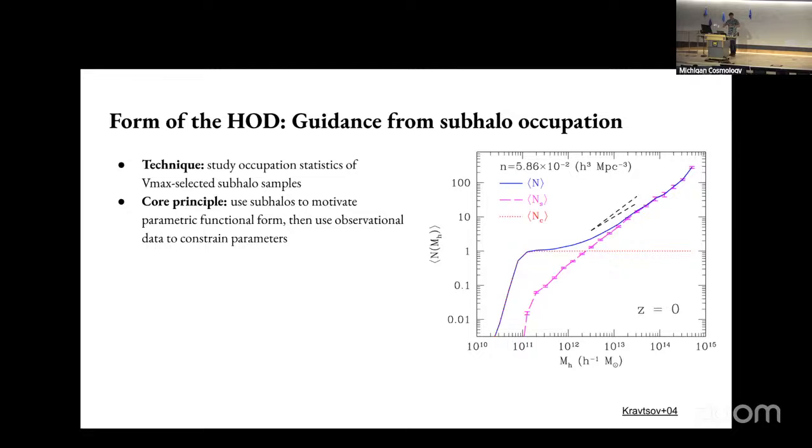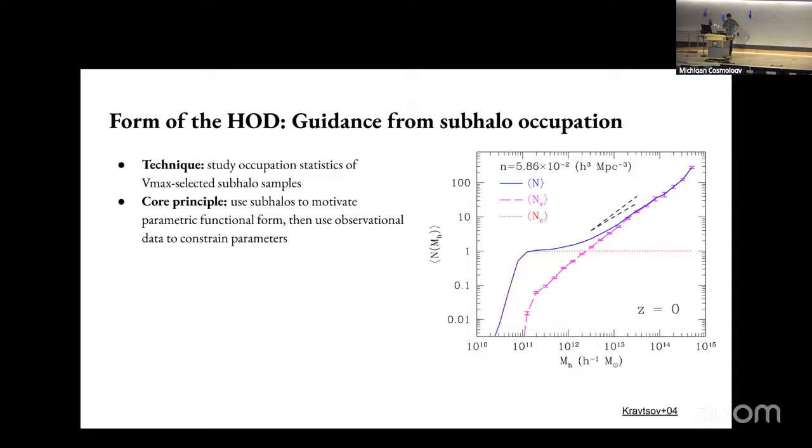So at that time, even though the famous Behroozi result from Charlie Conroy was still 2 years in the future, Andrey was on that paper with Charlie Conroy in 2006, it was known that Vmax was probably a good proxy for galaxy mass. And so they used a cut in Vmax to essentially mock up a threshold for galaxy mass and number density. And then they just counted the number of subhalos as a function of host halo mass.